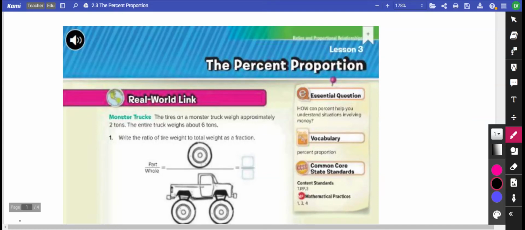Chapter 2, Section 3, the percent proportion. Essential question: how can percent help you understand situations involving money? Vocabulary: percent proportion. Railroad link: monster trucks.